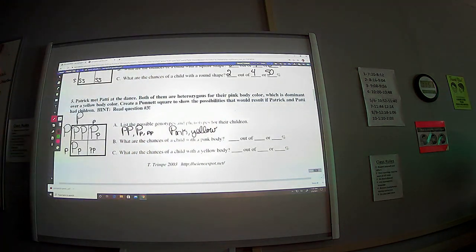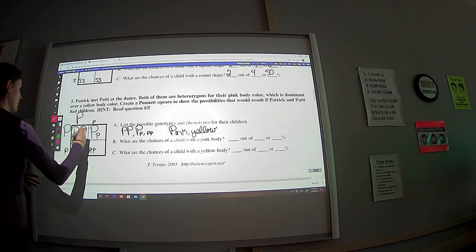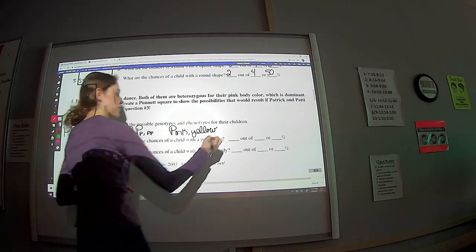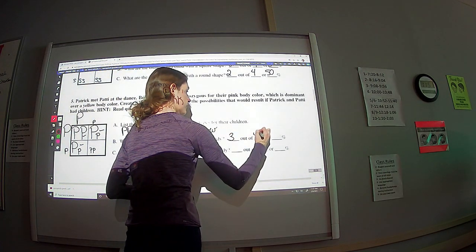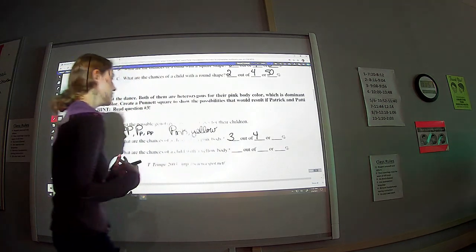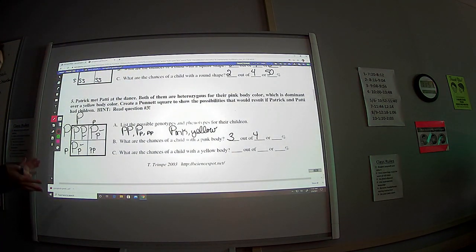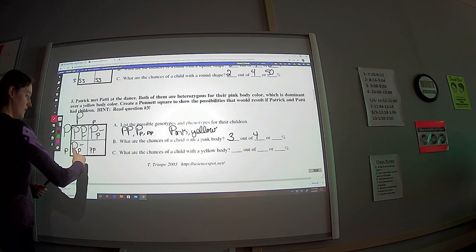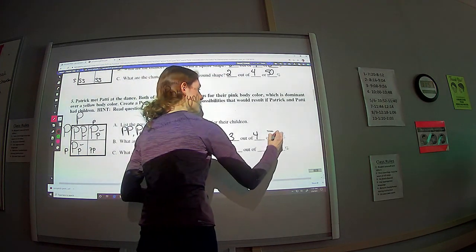What are the chances of a child with a pink body? Pink is going to be anytime you see a capital letter. So you just need 1. So I got 1 there, I got 1 here, and I got 1 here. So that's going to be 3 out of 4. When you do your percentage, you could either divide 3 by 4 and multiply it times 100, or if you just remember the quarters, like 25 cents, each square is going to be 25%. So this would be 25, 50, 75. So that would be a 75% chance.